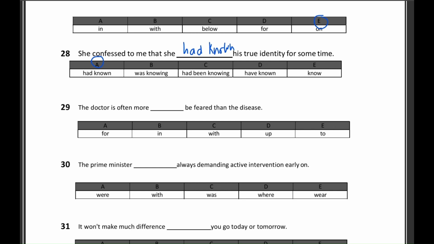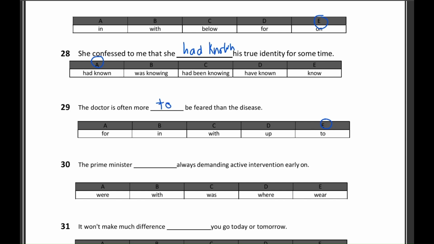Moving on to question 29, a fill-in-the-blank question as well. The sentence says, the doctor is often more, blank, be feared than the disease. The options are for, in, with, up, and to. The answer is option E, to. The complete phrase is more to be feared than.